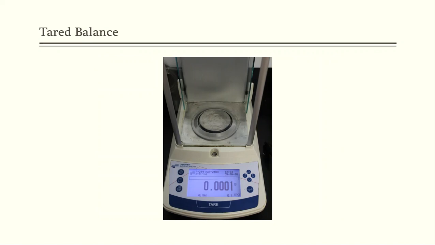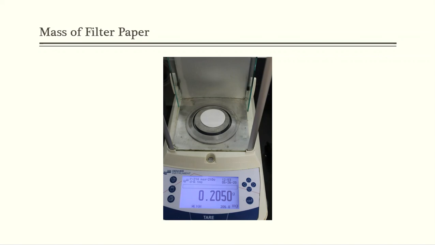So I go back to my balance. Again, I tare it out. This image down here at the very bottom says 0.0001 gram. However, that did go to zero. I kind of caught it before it did completely tare itself out. So that was my mistake, but this is a tared balance before I put the filter paper on it. When I put the filter paper on it, this is the mass of the filter paper that we're using, and it's 0.2050. So that is the mass of just the filter paper only.